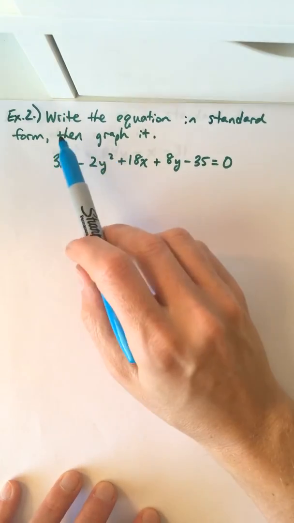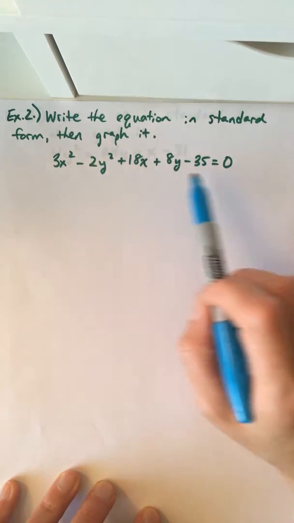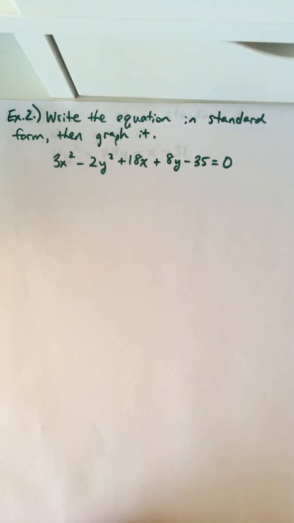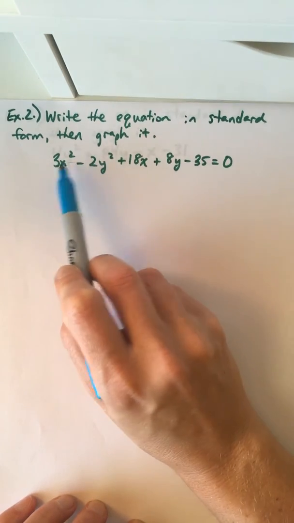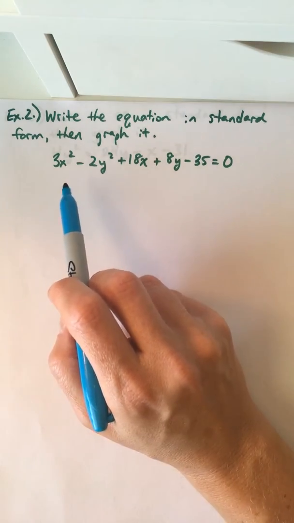Example 2, we're asked to write the equation in standard form and then graph it. So we can identify, before we even begin to solve this problem, it's going to be a hyperbola. And I know it's a hyperbola because we have one positive and one negative term with the x squared and the y squared. So this is essentially just a review of graphing hyperbolas.